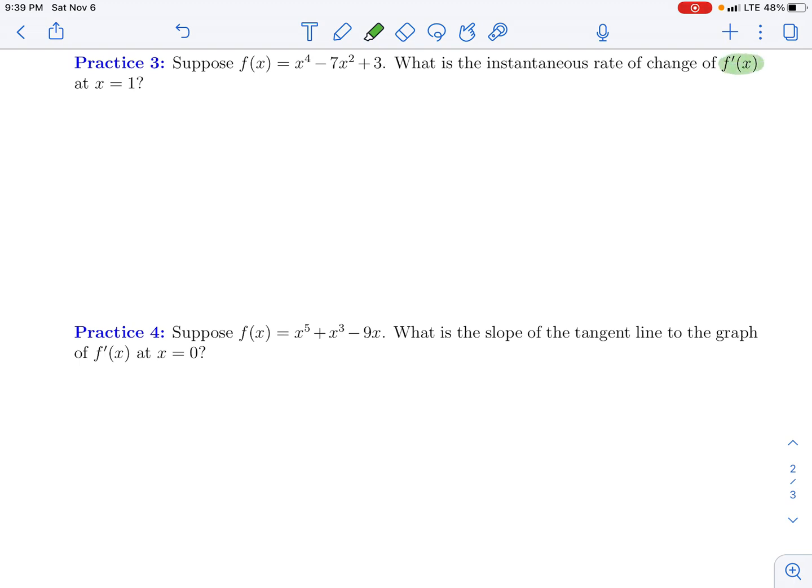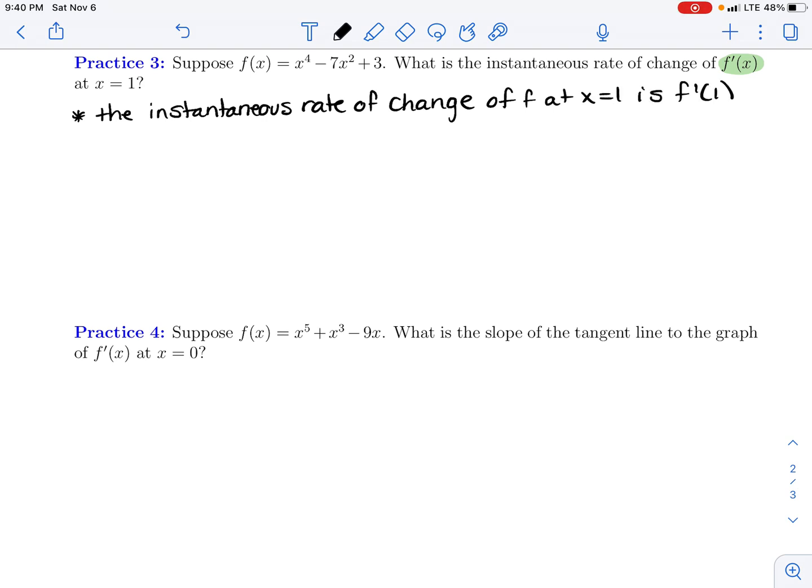So here you want to pay attention to the fact it says, what's the instantaneous rate of change of f prime? Okay. So in other words, we want to make the connection that we remember that the instantaneous rate of change of f at x equals 1 is the derivative at 1, right? It's the derivative of f at x equals 1, right?